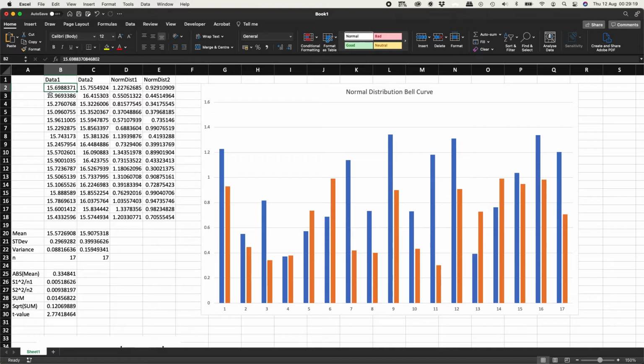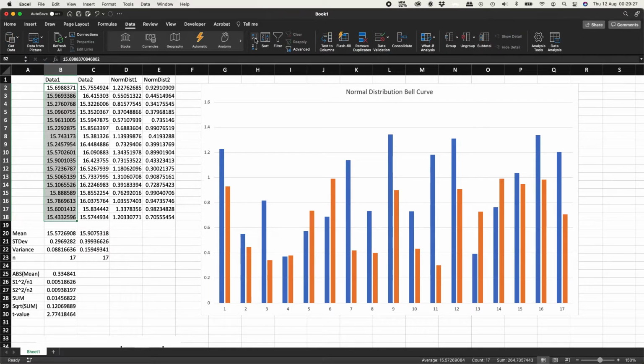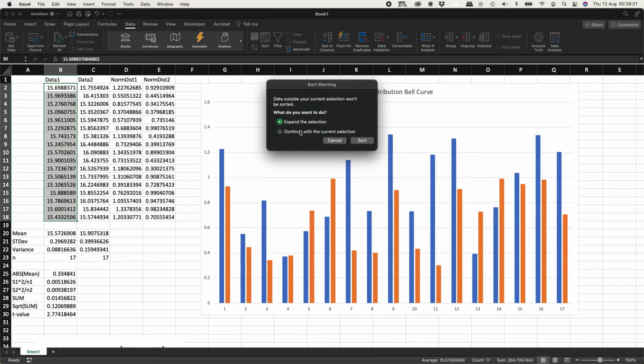So what we're going to do is put them in order from the smallest value to the largest value. We go to data, click sort A to Z, and we get this warning. We're going to choose continue with the current selection, not expand. Continue with the current selection. We're going to sort, and the only numbers that will be affected are the ones that are selected.